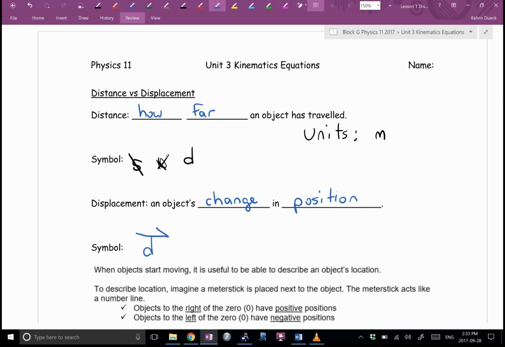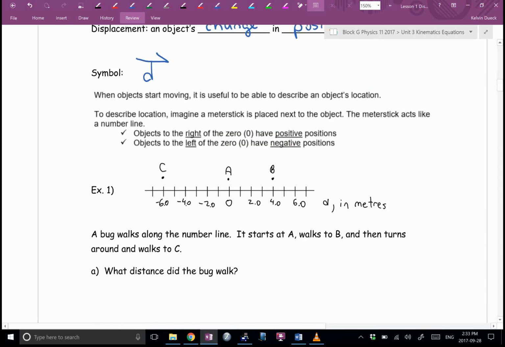Sorry. When objects are moving, it's useful to be able to describe an object's location. To describe location, one way is to imagine them sitting on a graph, or just to imagine a meter stick placed right next to the object. The meter stick acts like a number line. We'll say objects going to the right have a positive value, objects going to the left have a negative value. These are just positions, these are just locations. So here's our first example.